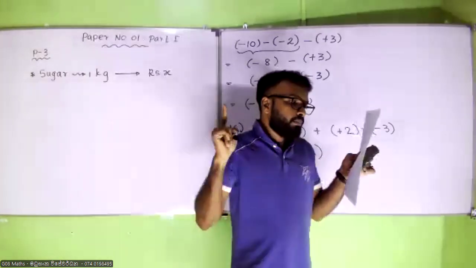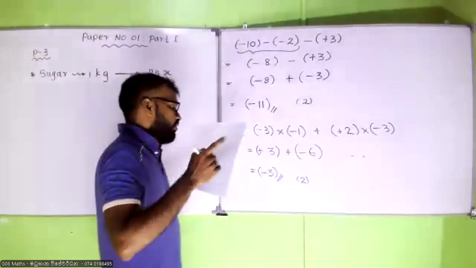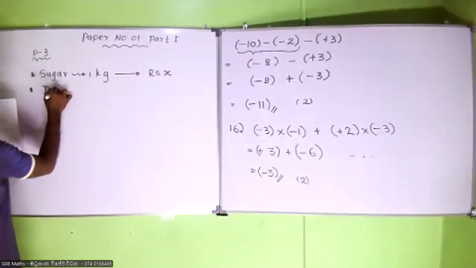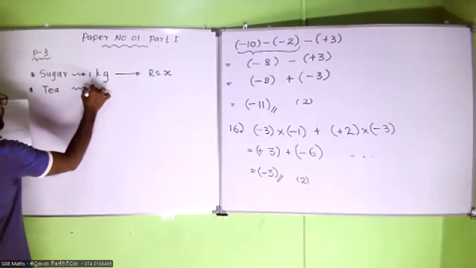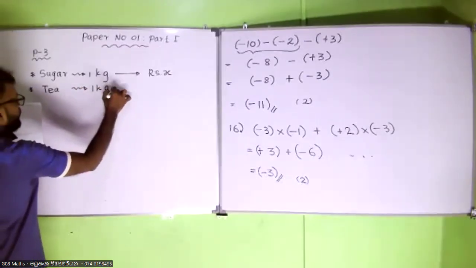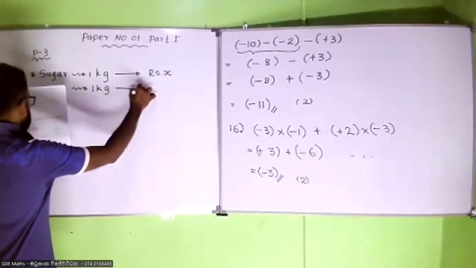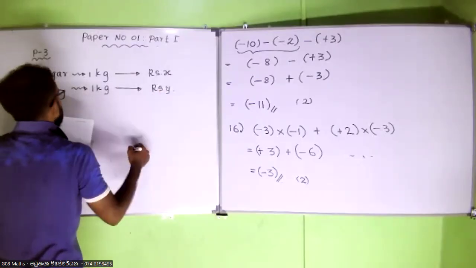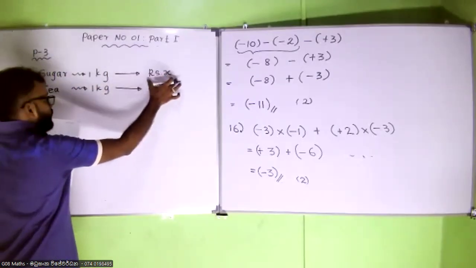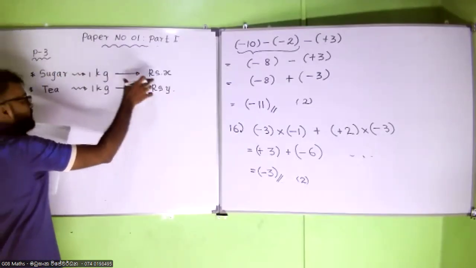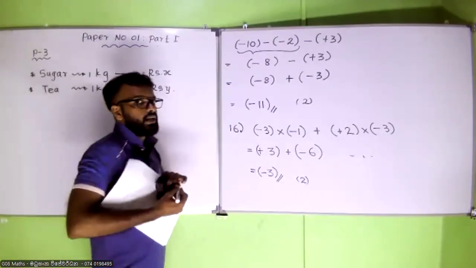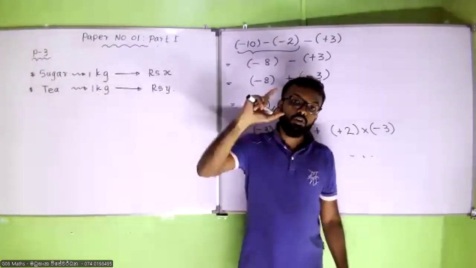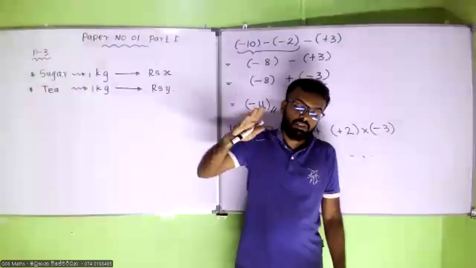Price of 1 kilogram of tea. Tea is the second important point. 1 kilogram of tea equals Y rupees. So 1 kilogram of sugar is X rupees, and 1 kilogram of tea is Y rupees. You had better write this down. It would be great for you so that you can understand the question.